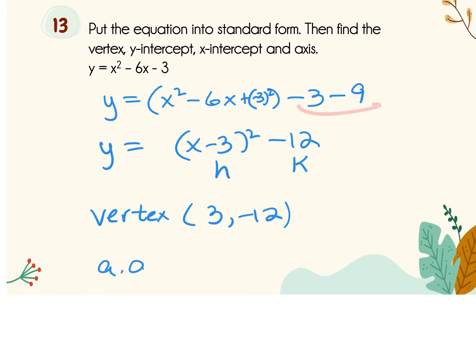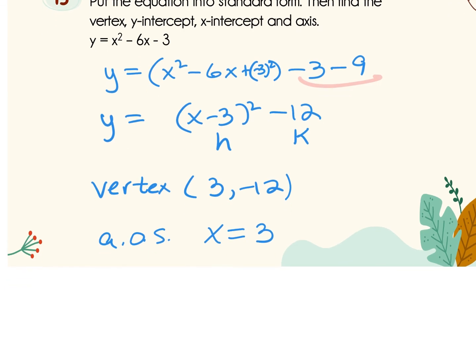Remember, your axis of symmetry is an equation. It's always x equals, and it's the h of the vertex. Then for my y-intercept, again, I can go back to the original, and it's just that c value. So it's going to be 0, negative 3.